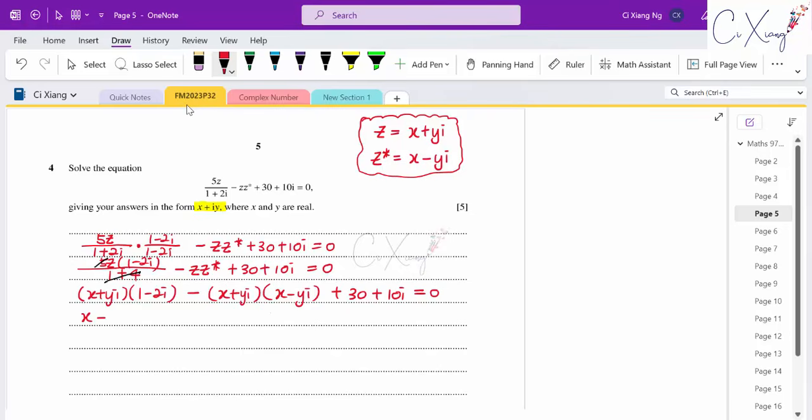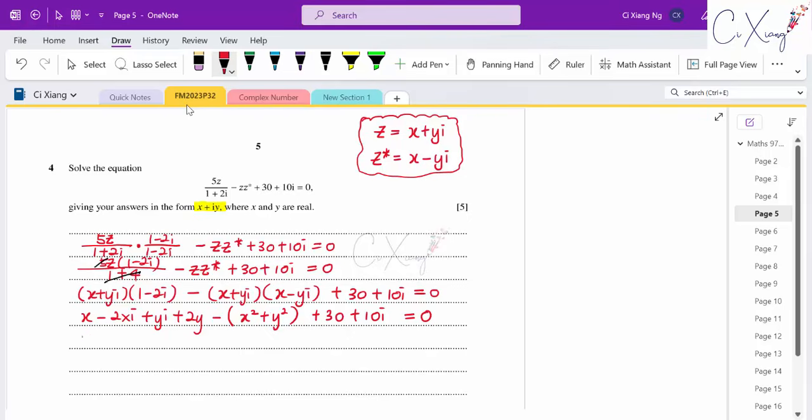I'm having x minus 2xi, then plus yi. I'm having negative 2yi squared, so negative 2yi squared will become positive 2y. Then minus, for this part, x squared, and also negative y squared i squared. Negative y squared i squared will give positive y squared. Then plus 30 plus 10i equals 0. Then again, continue further.